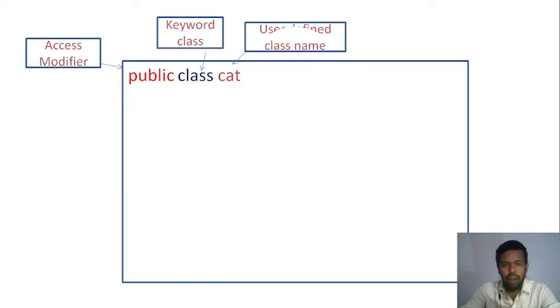I will discuss access modifiers later, as it is a big topic. The next thing, public class Cat. Cat is a user defined name.